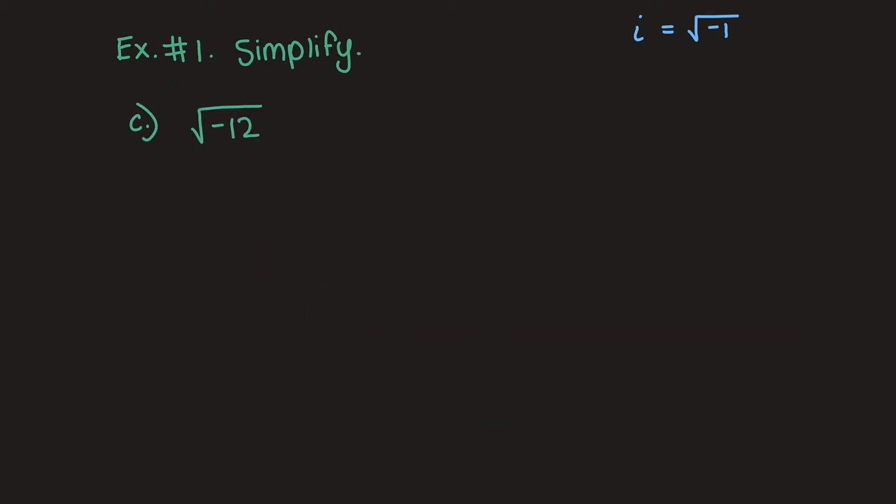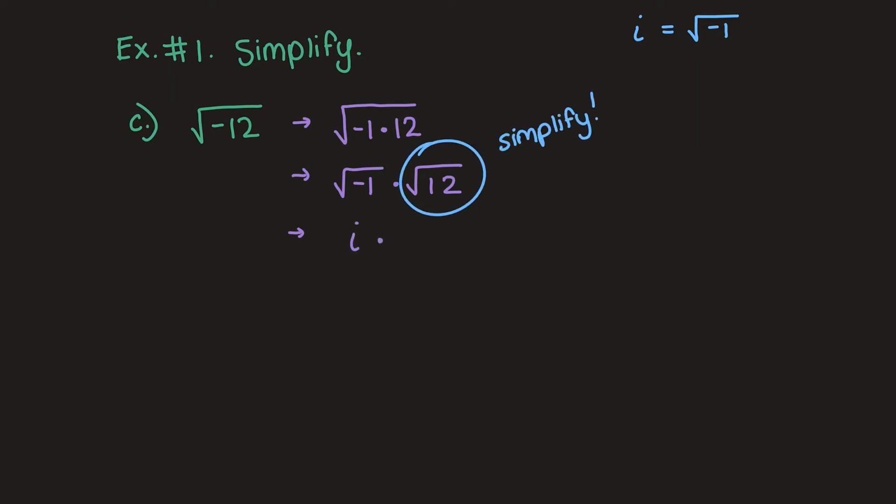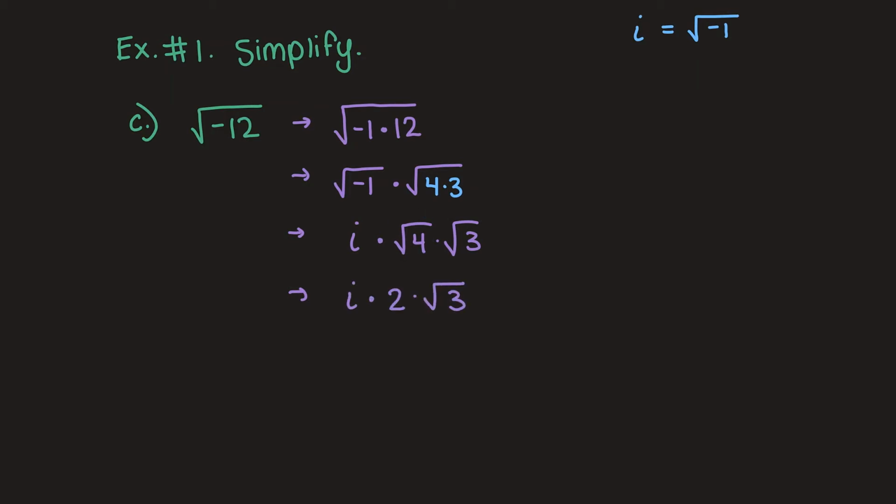For the square root of -12, we can rewrite this as the square root of -1 times 12, which equals the square root of -1 times the square root of 12, and rewrite the square root of -1 as i. It looks like we can simplify the square root of 12, since 12 has a perfect square factor of 4. This will then simplify to i times 2 times the square root of 3, which is the same as 2i times the square root of 3.